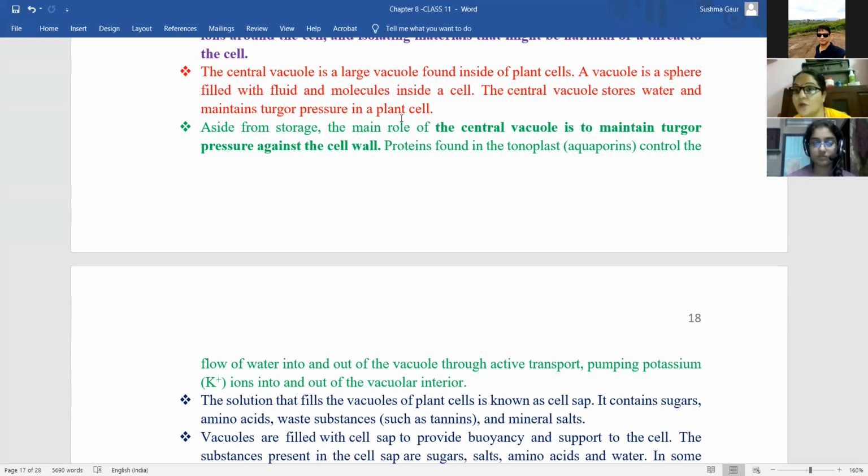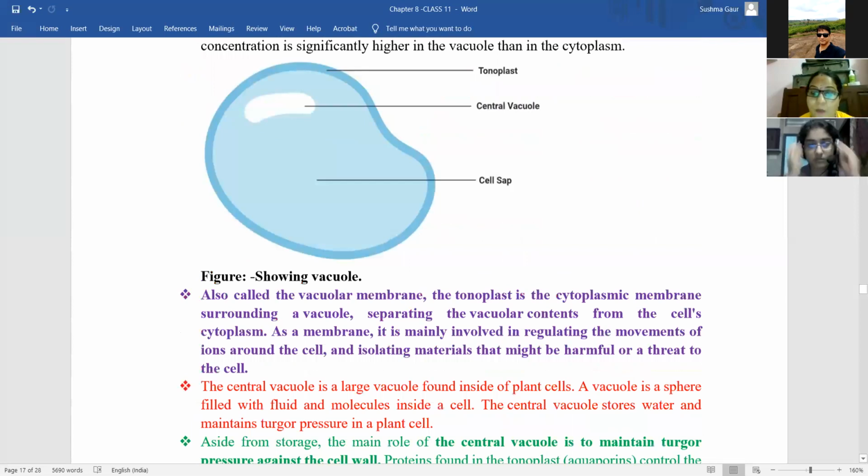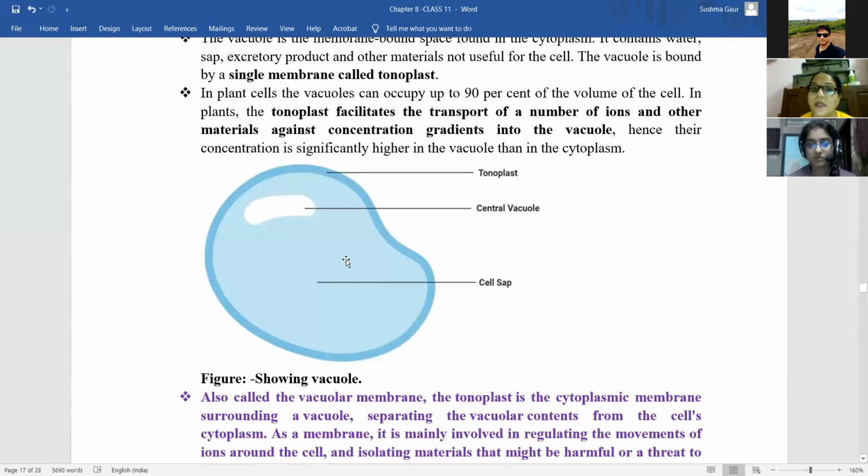In a plant cell, the water is stored within the vacuole, and which region of the vacuole? Central vacuole. Aside from the storage, the main role of the central vacuole is to maintain the turgor pressure against the cell wall. And what are the things that are present in this cell sap? All the other materials, like any chemical, something like sodium, potassium, whatever is required, all those materials will be present in the cell sap, and the central vacuole only consists of water.